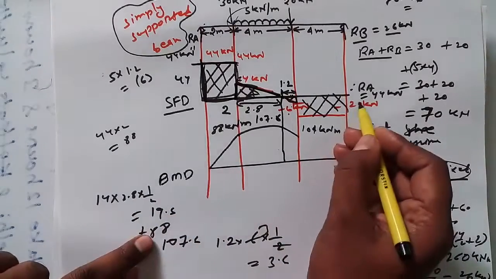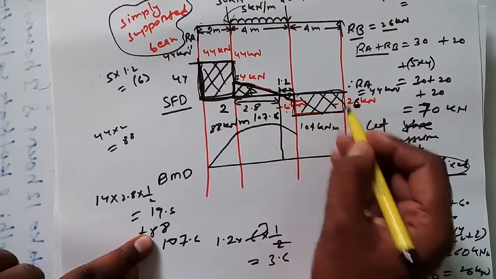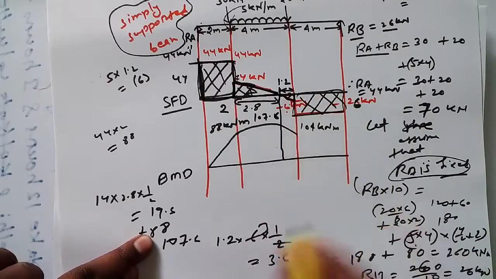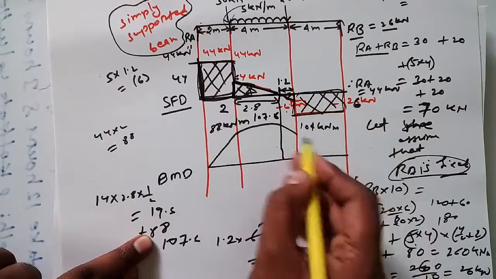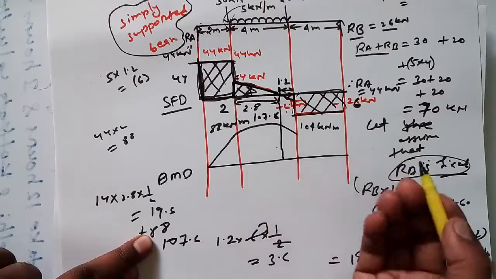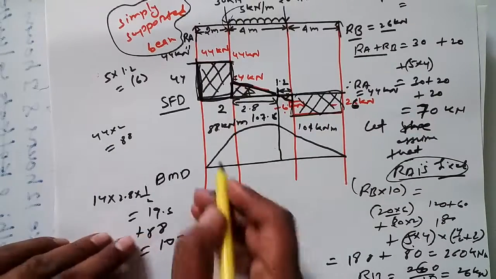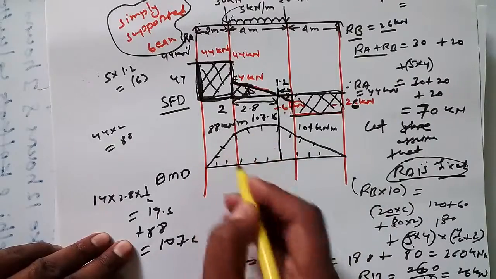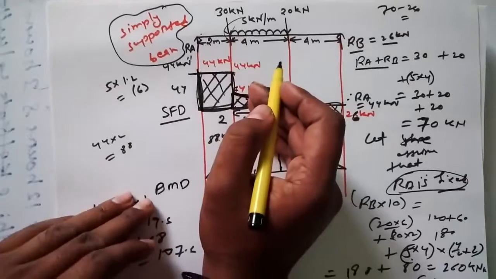Now we need to find the area of this rectangle, where 26 is the height and 4 is the length. So 26 into 4 is 104. This is negative, this is positive. So 104 minus 104 would be 0. So the bending moment here would be 0. This is the way you can draw the bending moment diagram for these problems for a simply supported beam in the case of UDL.